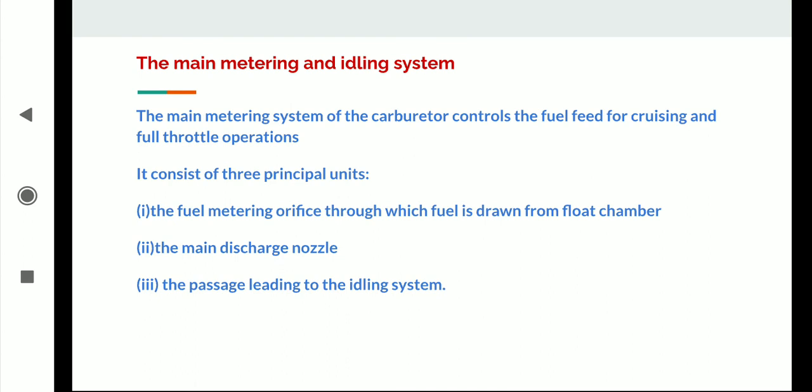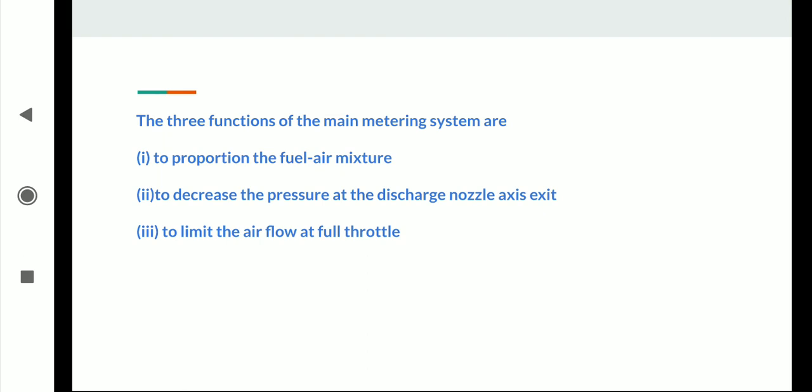The main metering and idling system. The main metering system of the carburetor controls the fuel feed for cruising and full throttle operation. It consists of three principal parts: the fuel metering orifice through which fuel is drawn from the float chamber, the main discharge nozzle, and the passage leading to the idling system. The three functions of the main metering system are to proportion the fuel-air mixture, to decrease the pressure at the discharge nozzle exit, and to limit the air flow at full throttle.